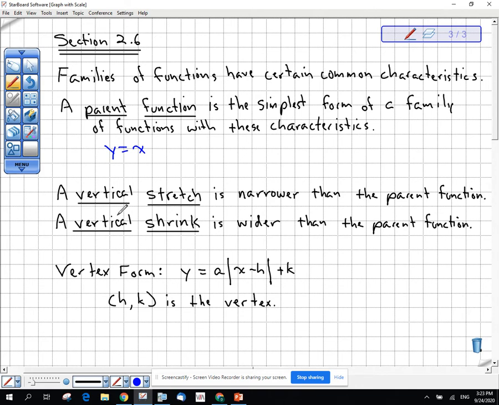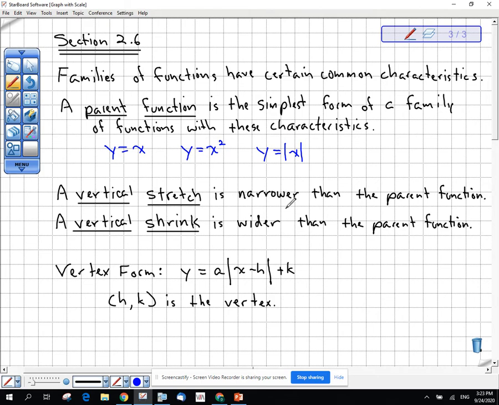If you were to look at quadratics, and this is something we'll study intensely in chapter 5, but maybe you know the word quadratic already, y equals x squared would be the parent function for quadratics. We've been dealing right now with absolute value. So y equals the absolute value of x would be the simplest form of an absolute value equation that has the same common characteristics as all of the other ones in the family that would be called absolute value graphs. Okay, so that's parent function.